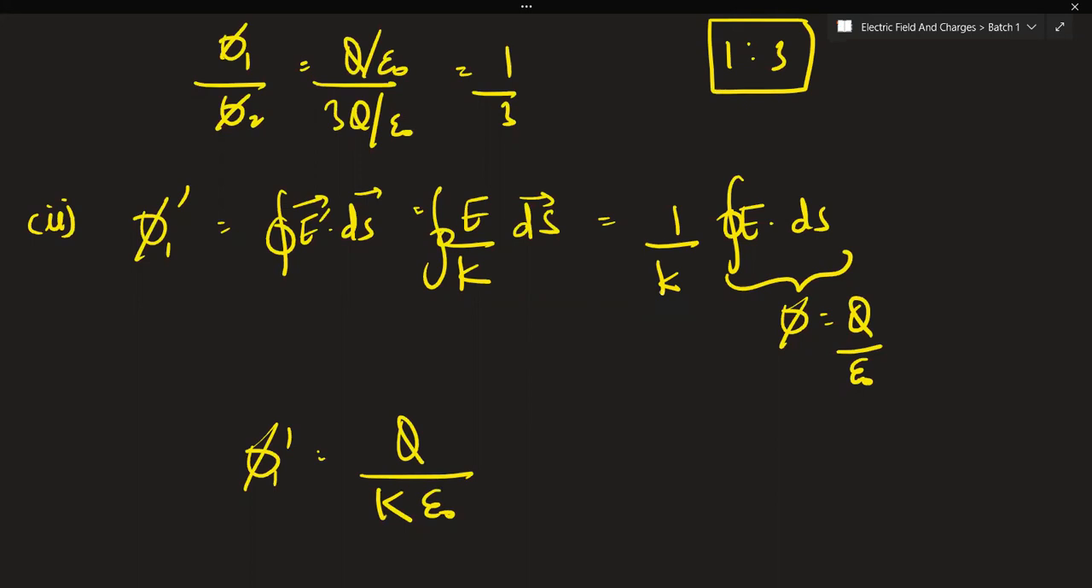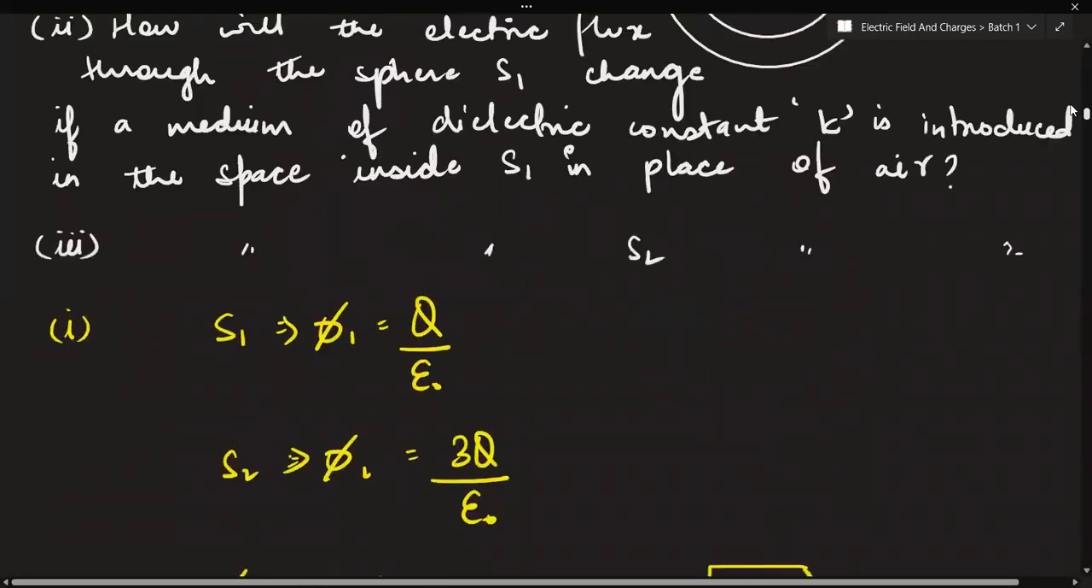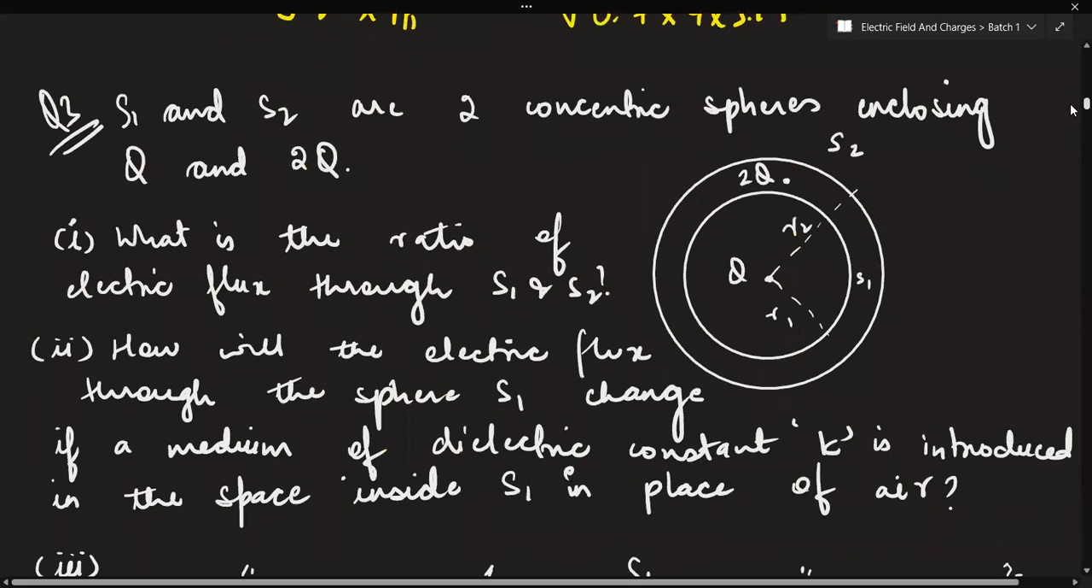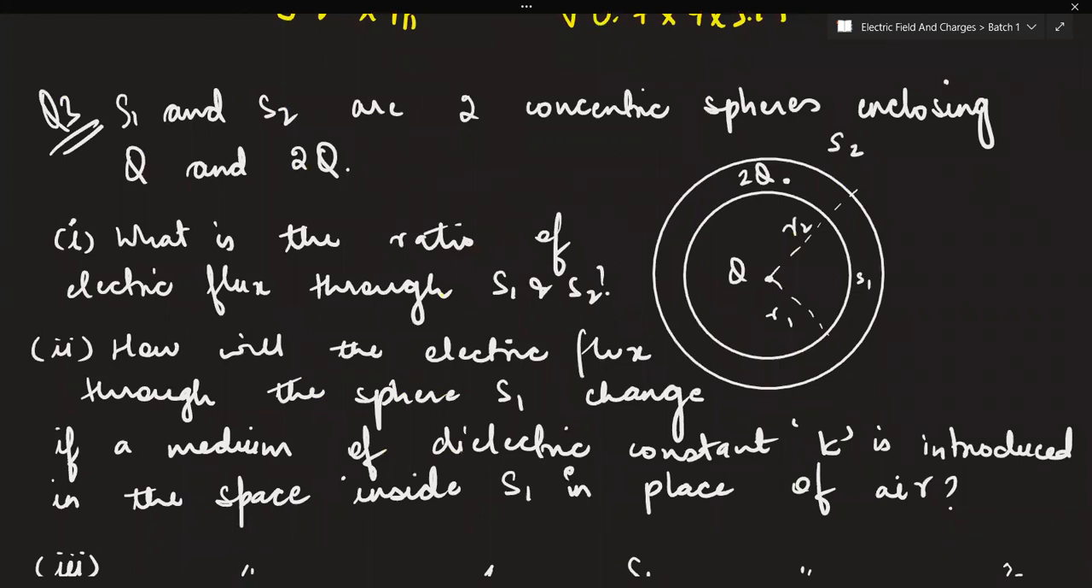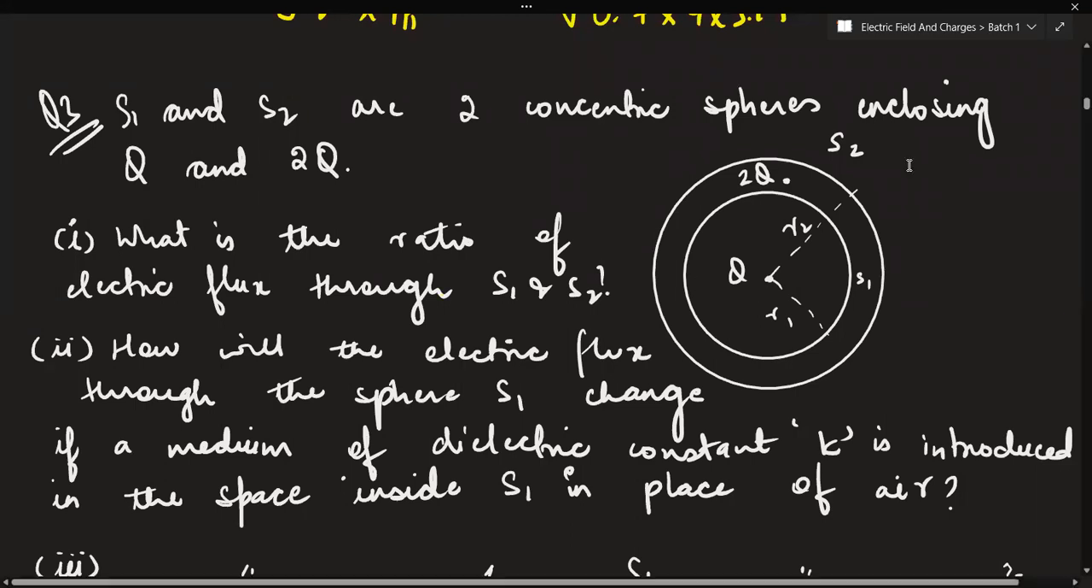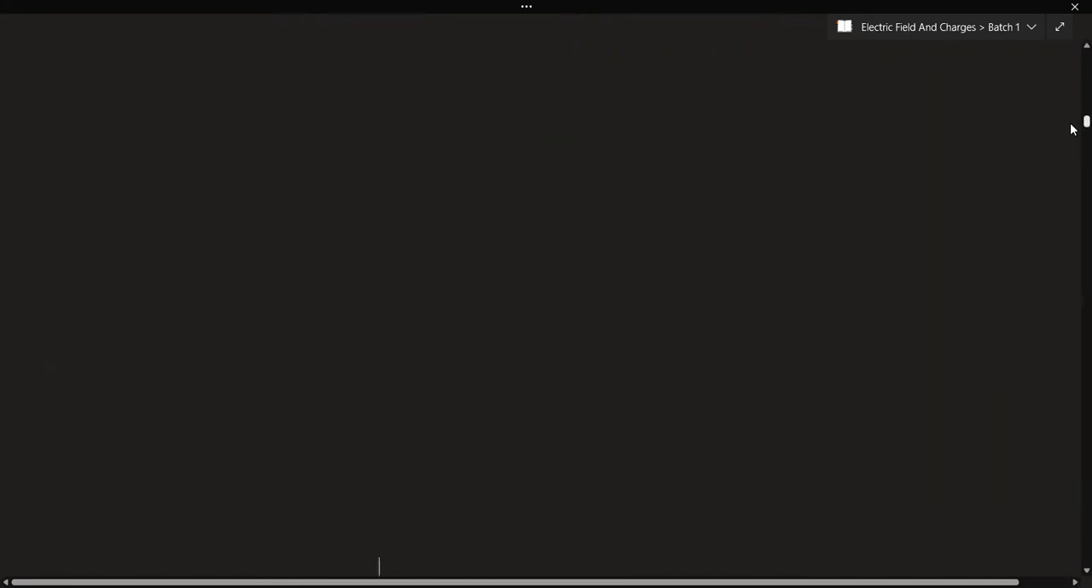Now see, if it is introduced through S1, it does not change. Flux through S1 does not change with the introduction of a dielectric medium inside the sphere S2. See, here this is the first sphere, S1. Here you introduced K, you got it. Now when you are talking about S2, flux through S1 does not change. When you are introducing a medium in S2, whatever the answer is will still be the same.